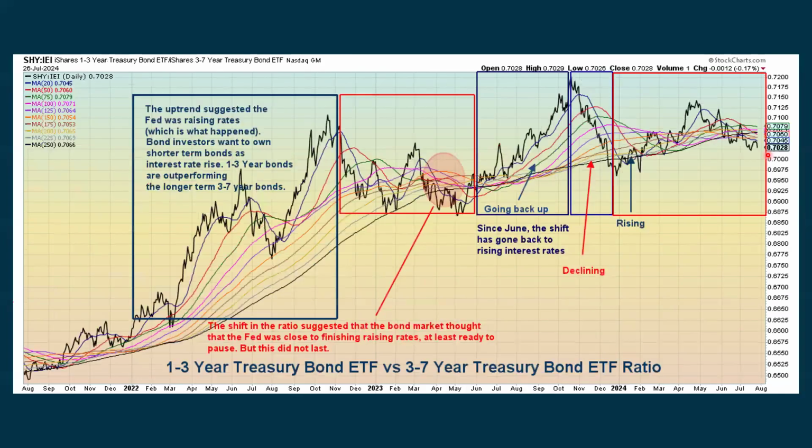And then we look at 1 to 3 month bonds, 1 to 3 year bonds and 3 to 7 year bonds. We want to see this ratio continue to go down. When we're in a rising inflation and interest rate environment, that's when we see this ratio going back up. We want this to continue to decline if we're more positive.